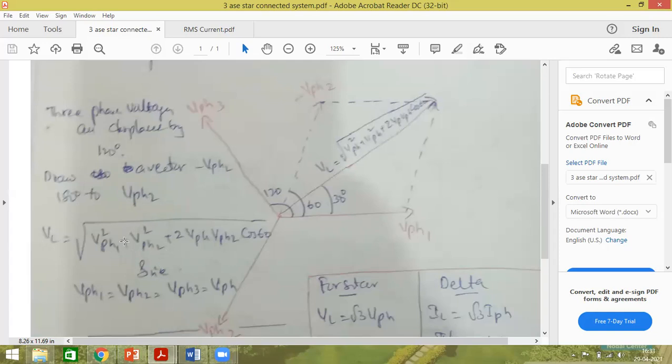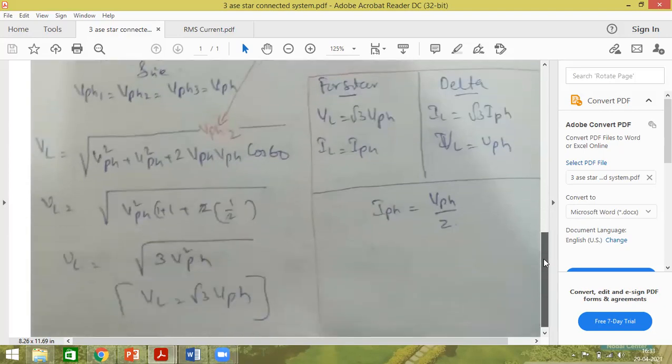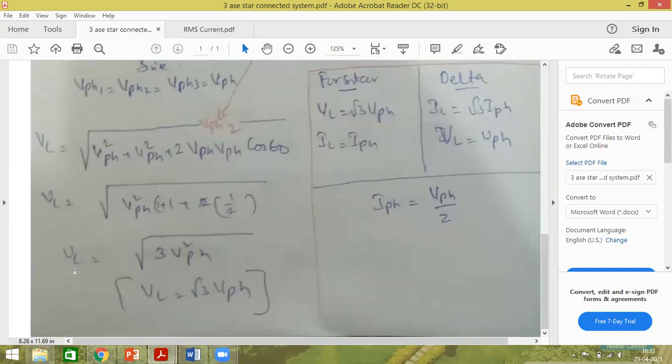When we take the parallelogram law of vectors, we take only the magnitude. That's why we take VPH only. So VL squared = VPH1 squared + VPH2 squared + 2 VPH1 VPH2 cos of the angle between these two vectors, which is 60 degrees. As we have assumed all the phase voltages are equal in magnitude, each becomes VPH. Taking VPH squared common, we get 1 + 1 + 2 cos 60, and cos 60 is 1/2. Therefore we get 3 VPH squared. So line voltage equals root 3 times phase voltage.